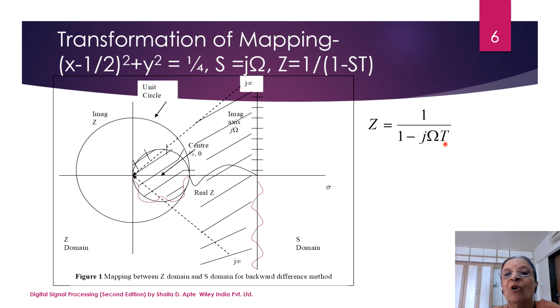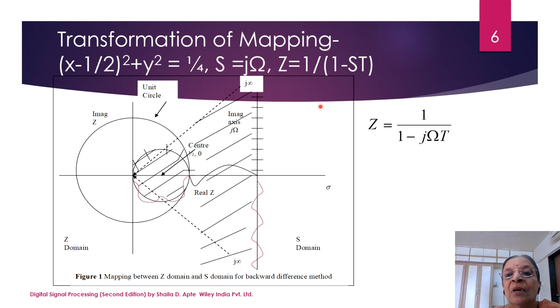So I divide throughout by infinity. So 1 upon infinity divided by 1 upon infinity minus 1. So it tends to minus 1. So this point maps on to Z is equal to 0.